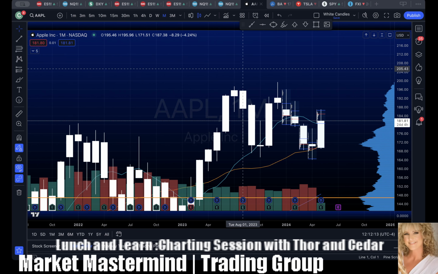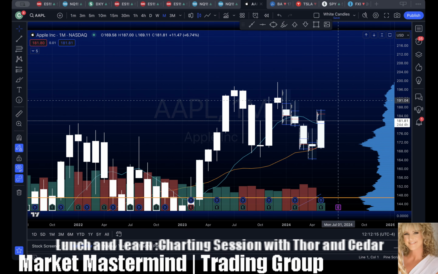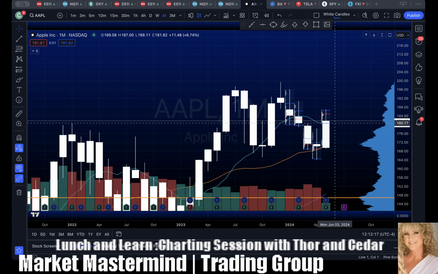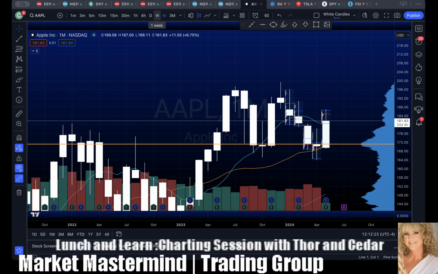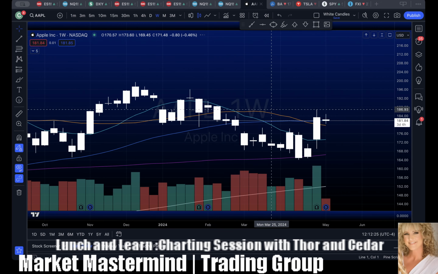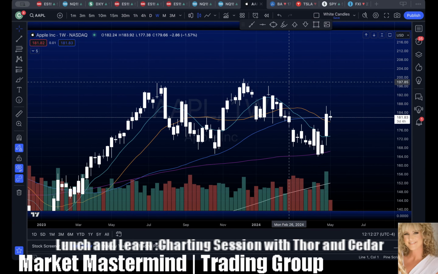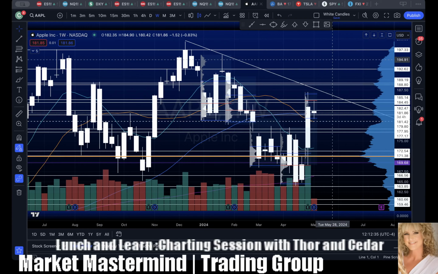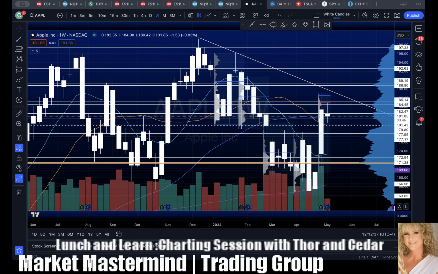Okay. So note the fact that we have the 10 moving average holding on the monthly. I love the 10 moving average on all time frames. I'm not going to pay too much attention to that until we get to weekly. And now I can pull my levels back on and see what my previous levels were and see if any of them have changed.